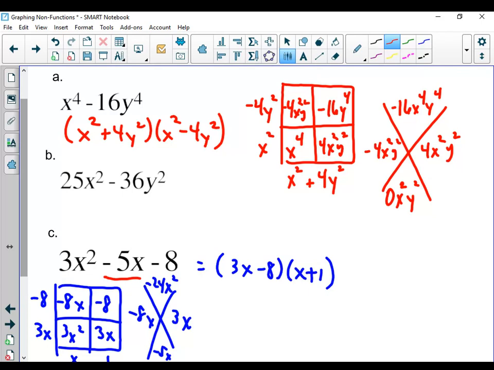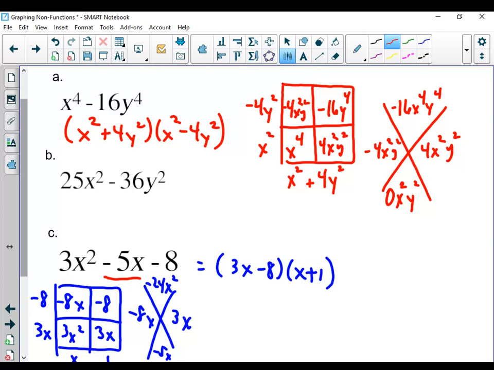Is x to the 4th a perfect square? Yeah, because we got x squared and x squared. Y to the 4th is a perfect square. So that's why I have y squared and y squared. So really I had 2 perfect squares that were being subtracted. And anytime that happens, that's referred to as a difference of squares.